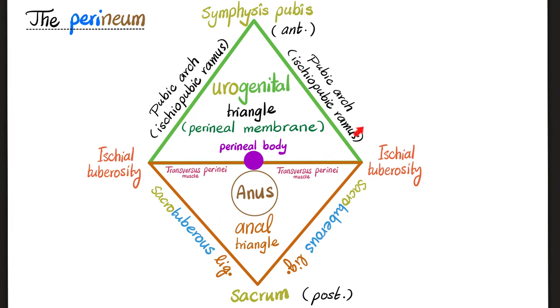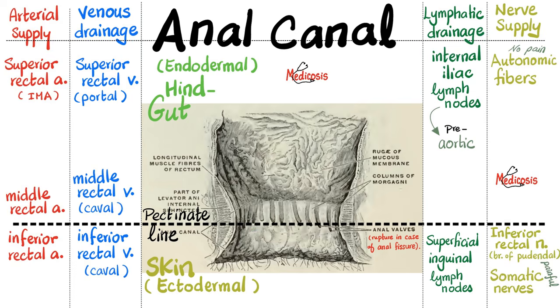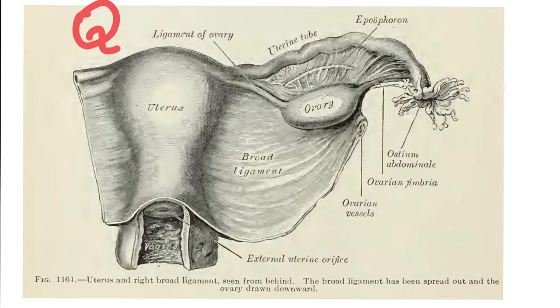Before I leave you, please take a moment to review these 2 triangles, as well as the anal canal above the pectinate line versus below the pectinate line. And here is a question for you. You see these ovarian vessels? They pass inside a ligament. What's the name of that ligament? Please let me know your answer down below in the comments.